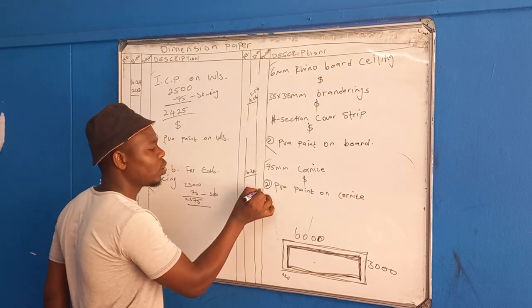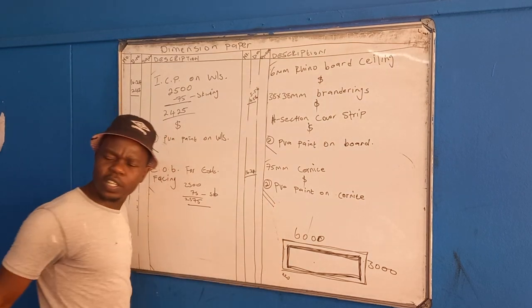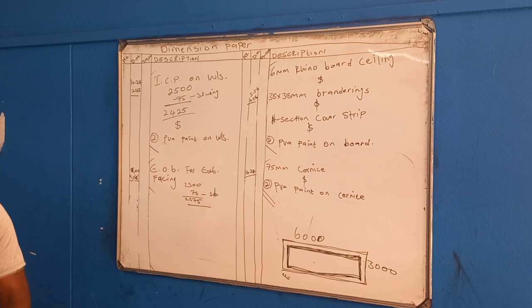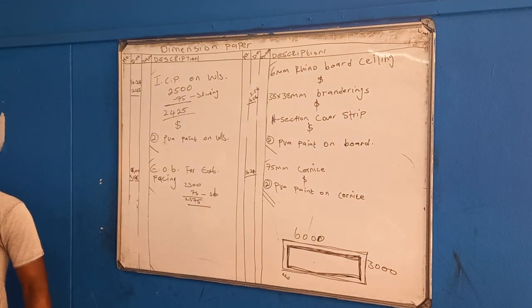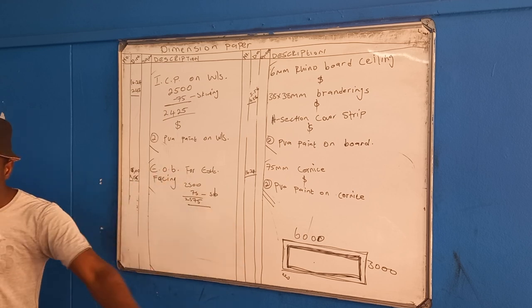Now, 1, 2, end of dimension, good night. Any question? We are done, just like that. That was our superstructure, we are done. Just like this. Was it difficult? Straightforward, right? Thank you.